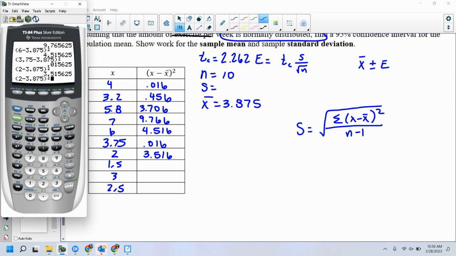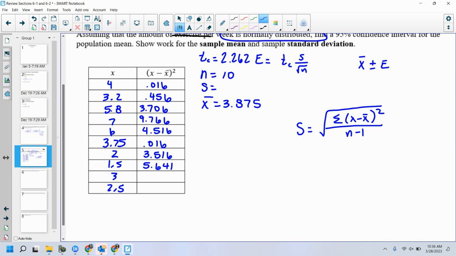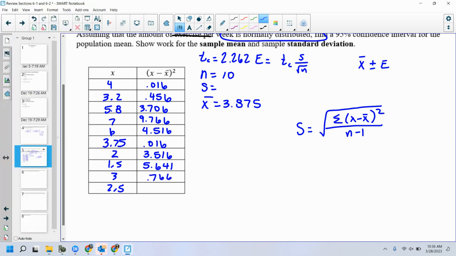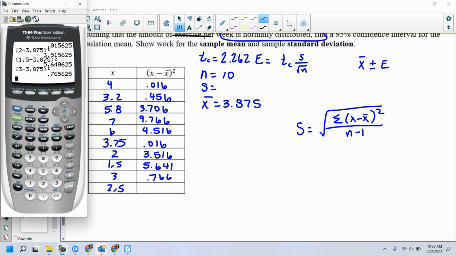And we'll do a 1.5. We'll do a 3. And lastly, we'll do a 2.5. 1.891.